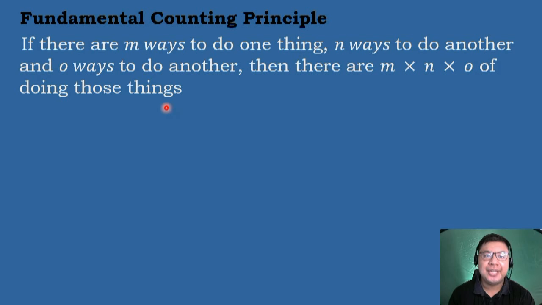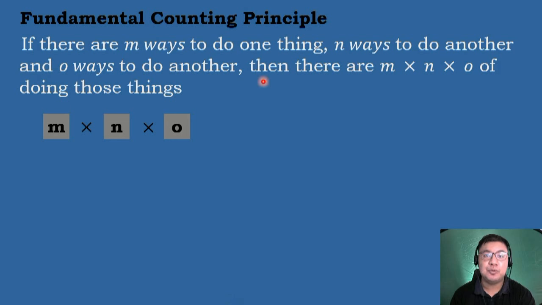Another method you can use to find the number of possible seating arrangements is by using the fundamental counting principle. It states that if there are m ways to do one thing, n ways to do another, and o ways to do another, then there are m times n times o ways of doing those things. Let's try to solve it using the fundamental counting principle.